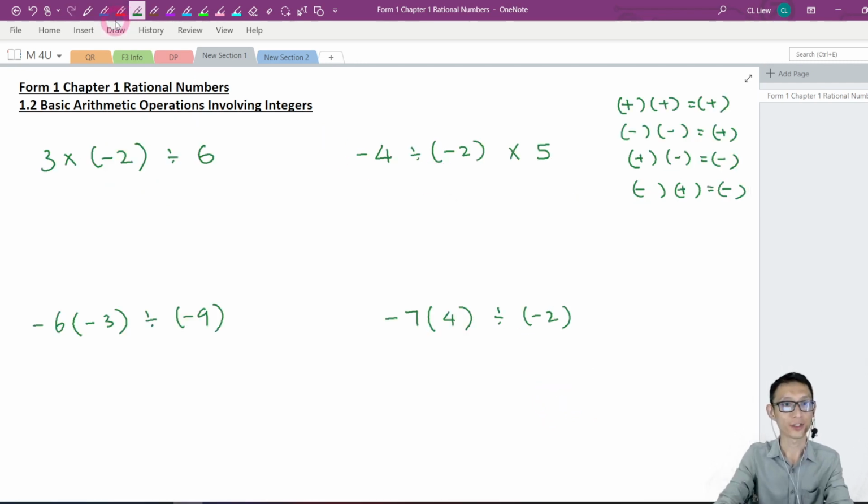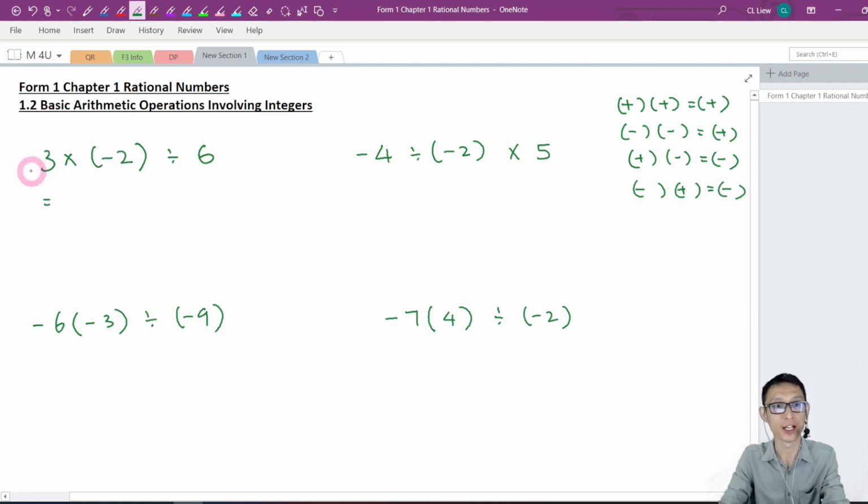Okay, now let's try these few questions. Positive, negative, but you might be thinking, teacher, I don't see any positive sign. If you see a number without any sign in front of it, then that will be a positive number. So here this is positive 3. Now positive, negative, you will get a negative answer. So write the sign first. Positive, negative, negative, write negative first.